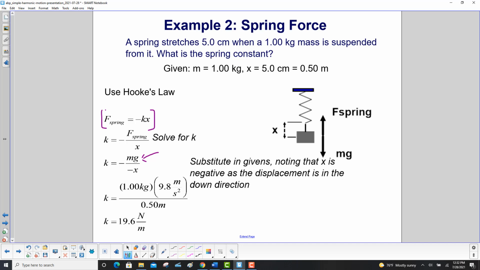That's negative x. We substitute in our values, and we get k is 19.6 newtons per meter. And you might worry what happened to the negatives. Well, there's a negative down here, negative here, they just cancel out. So our spring constant is 19.6 newtons per meter.